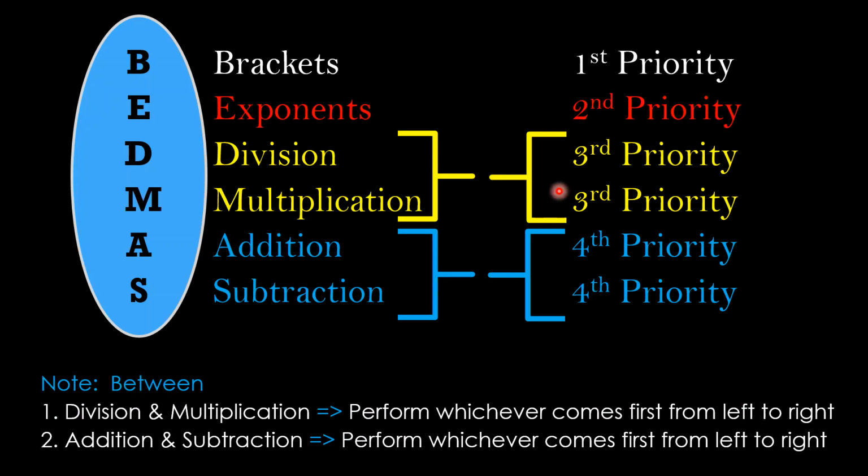So note, between division and multiplication perform whichever comes first from left to right. So division and multiplication both are third priority, whichever comes first that should be taken care of first. Similarly for addition and subtraction, between these two both are fourth priority but perform whichever comes first from left to right.